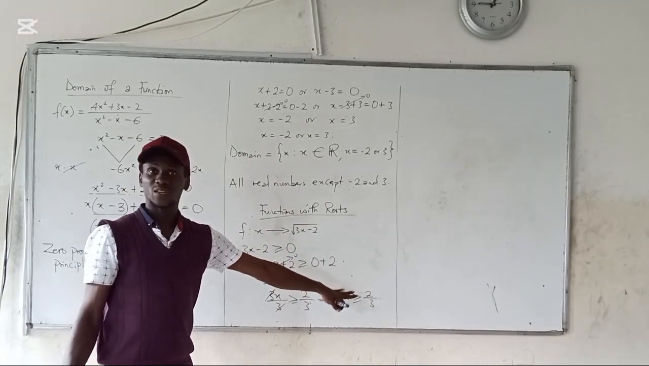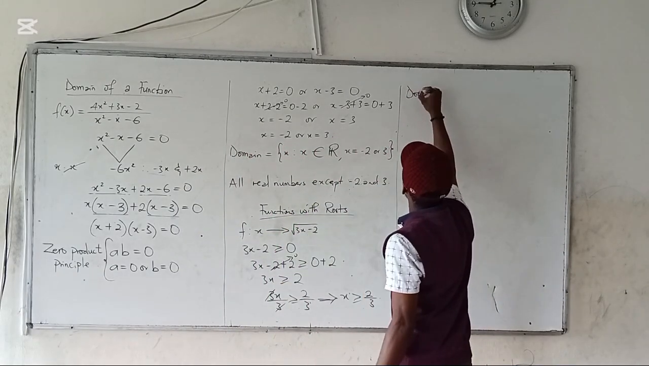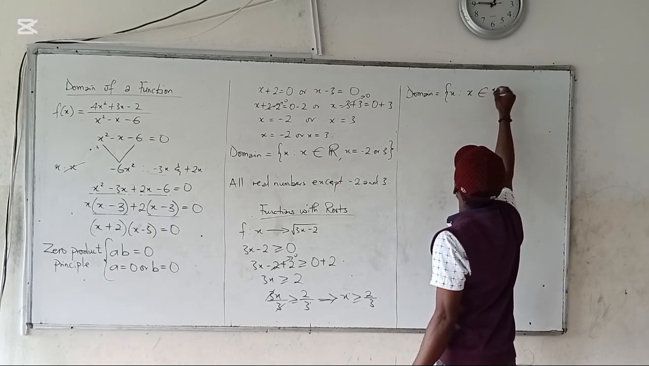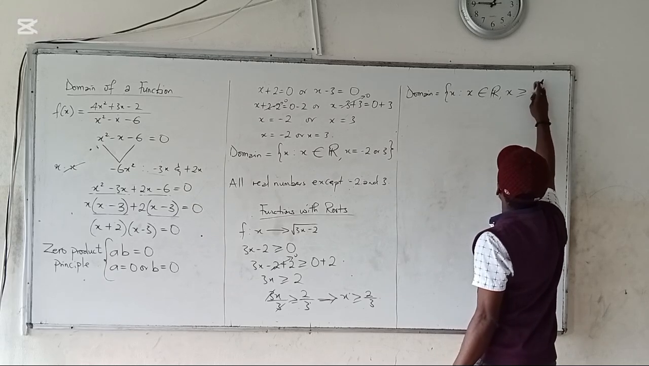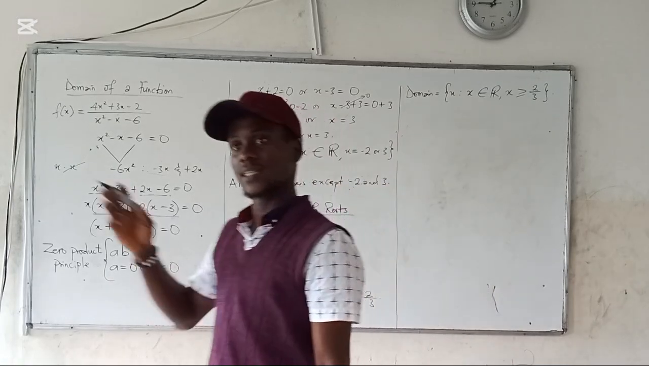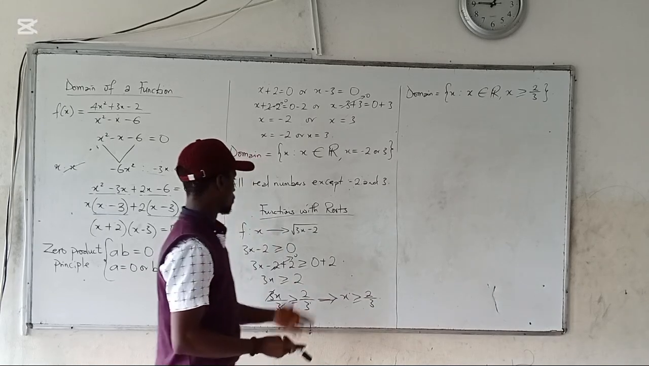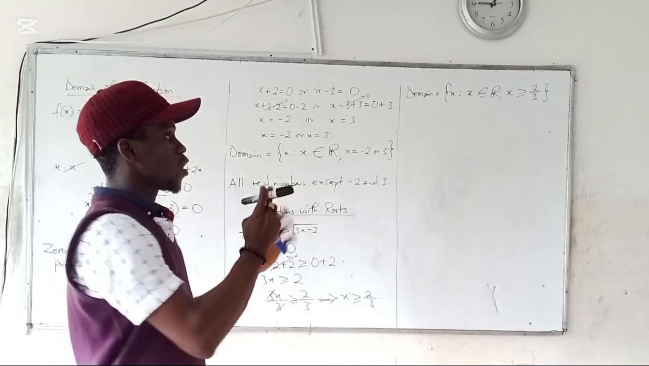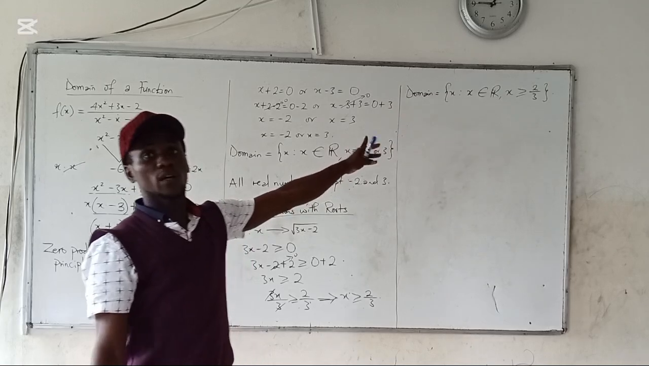So from here, we can now get our domain. The domain is x such that x is a real number and x is greater than or equal to 2 over 3. All numbers that are greater than or equal to 2 over 3, so 2 over 3 is included as well. Because if you substitute 2 over 3 here, you get 0, and you can find the square root of 0. So all numbers from 2 over 3 to positive infinity make up our domain.